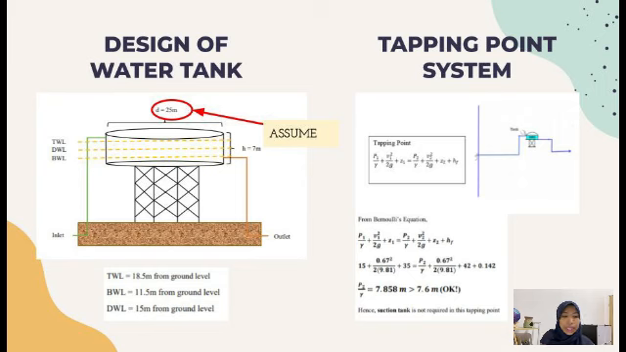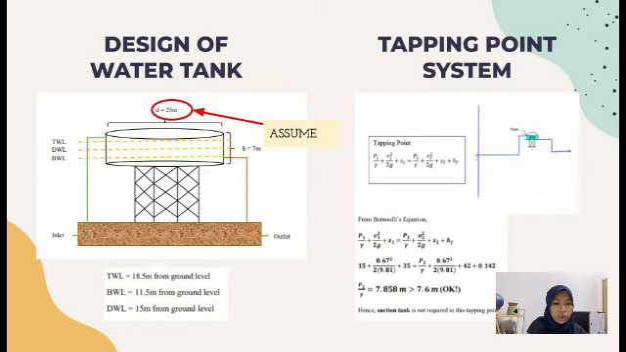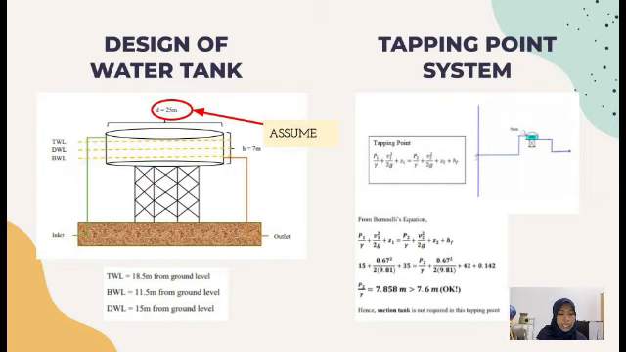Next up is the design of the water tank. The figures show the drawing of our water tank proposed in the development plan. We assume that the diameter of the water tank is 25 meter, and we came up with a velocity which is less than 2.6 meter per second, which is good to go. And at the last, we conclude the top water level is 18 meter from ground level, bottom water level is 11.5 meter from ground level, and the design water level is 15 meter from ground level.